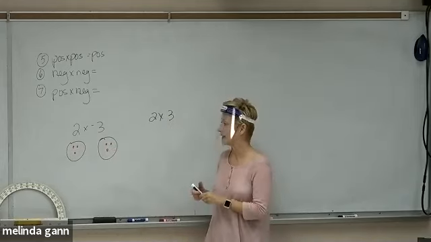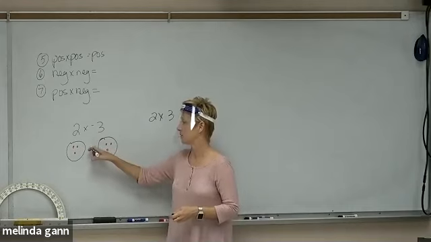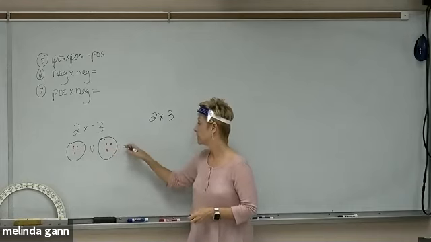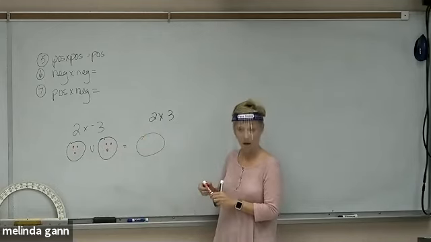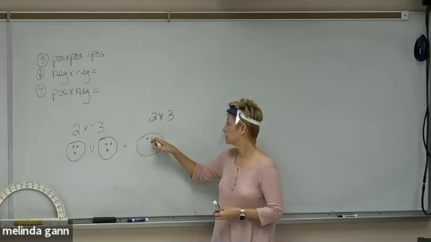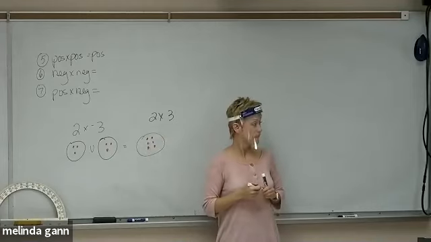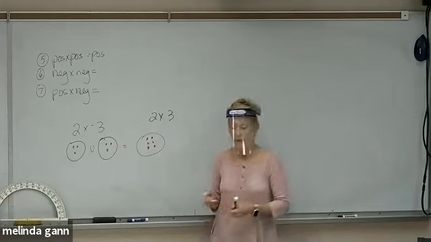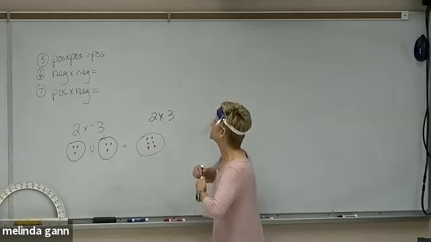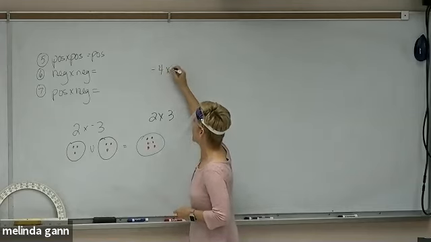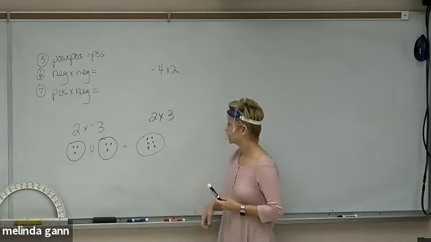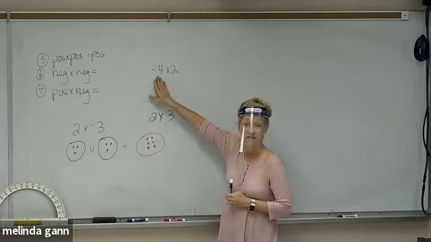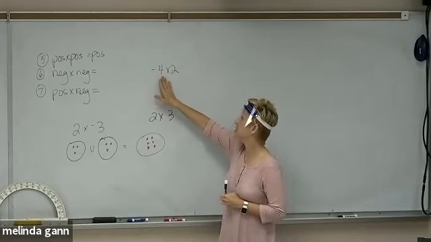Now, if multiplication is repeated addition, what am I going to do with these 2 sets? I'm going to what? Union them. So what ends up being in my set? How many? 6 what color? Red. Are we okay? Now, what if I had a negative 4 times 2? How could I illustrate that? Can I have a negative number of sets? That'd still be 2 sets.